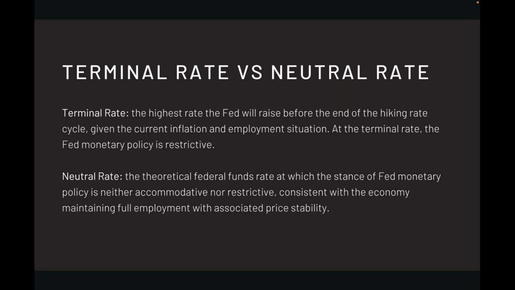In comparison, the neutral rate is the theoretical Fed funds rate where the economy is meeting the Fed's target of full employment and price stability, and Fed policy is neither accommodative nor restrictive. So that's the long-term rate the Fed is heading towards, using maximum employment and 2% inflation, which is where we are not at the moment. So what the Fed will have to do is first reach the terminal rate, we might pause for a while, and then cut the rates back to the neutral rate.